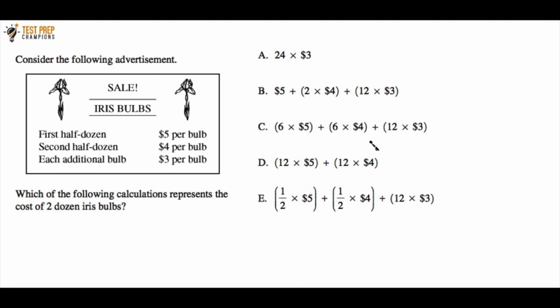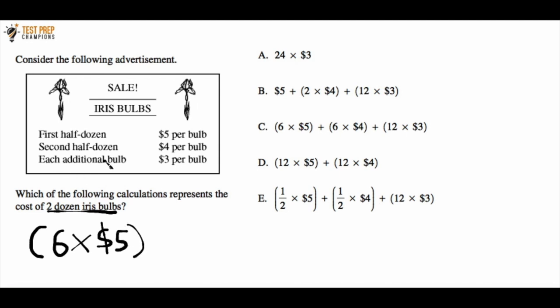Okay, so let's talk about this question here. First of all, note that a dozen means 12 and half a dozen means 6. We want to know here, we're buying 2 dozen iris bulbs total, and we're told for the first half dozen, it's $5 per bulb. So if a dozen is 12, that means half a dozen is 6. So we're buying 6, and they cost $5 each, for the first 6.